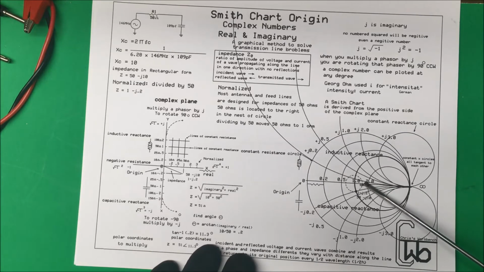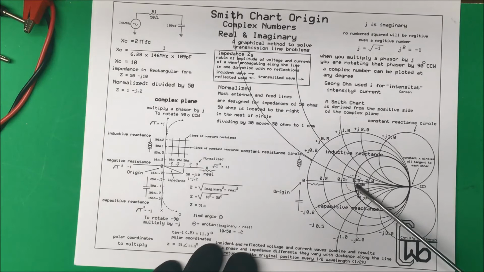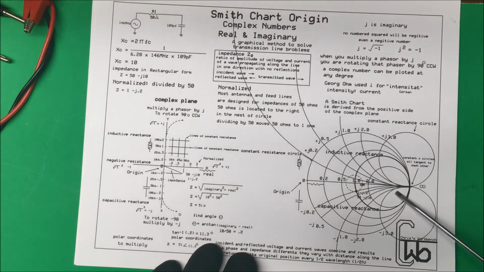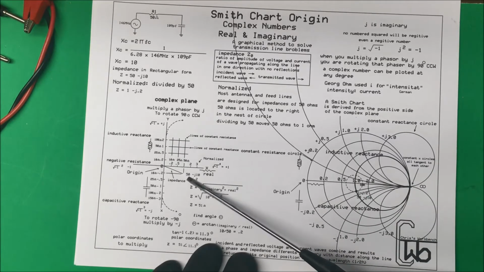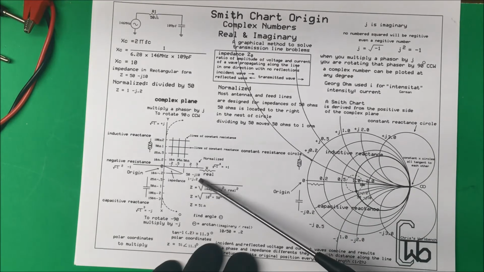So we want to plot this 50 minus J10 on here. So here's 1 ohm. Now 50 ohms is way down here, and it's going to be impossible to do anything with it. So what they want to do is normalize it. Most antenna feed lines are 50 ohms, so to normalize it, we'll divide by 50. So we have 50, we divide by 50, and that comes out to 1 ohm, which is going to put us right on this 1 ohm circle. And then this minus J10, we divide by 50, and that's going to come out to 0.2.